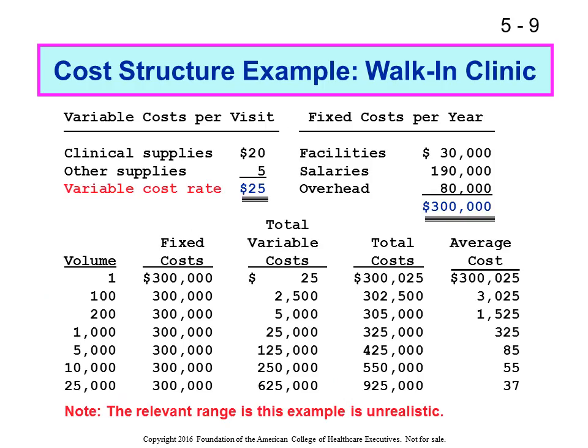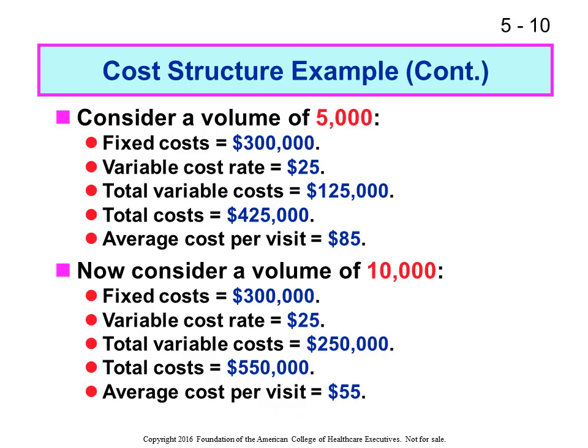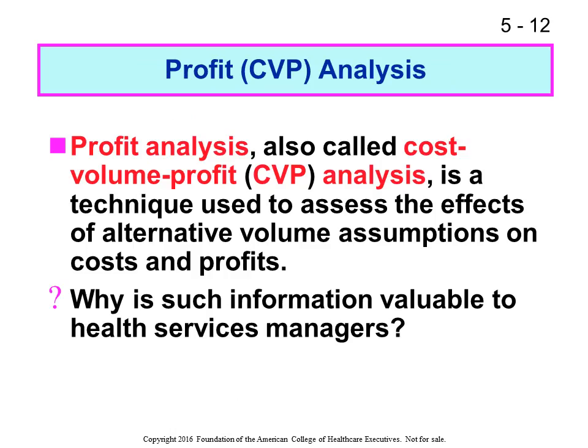An example of a clinic is in slides number 9 and 10, so you can see a breakdown based on a volume of 5,000 versus a volume of 10,000, and how some of the fixed costs and the variable costs stayed the same or changed. As you can see, your fixed costs stayed the same over a period of time. 300,000 is what your fixed costs were, whether you were seeing 5,000 or 10,000 for that particular month. Okay, is everybody with me so far?